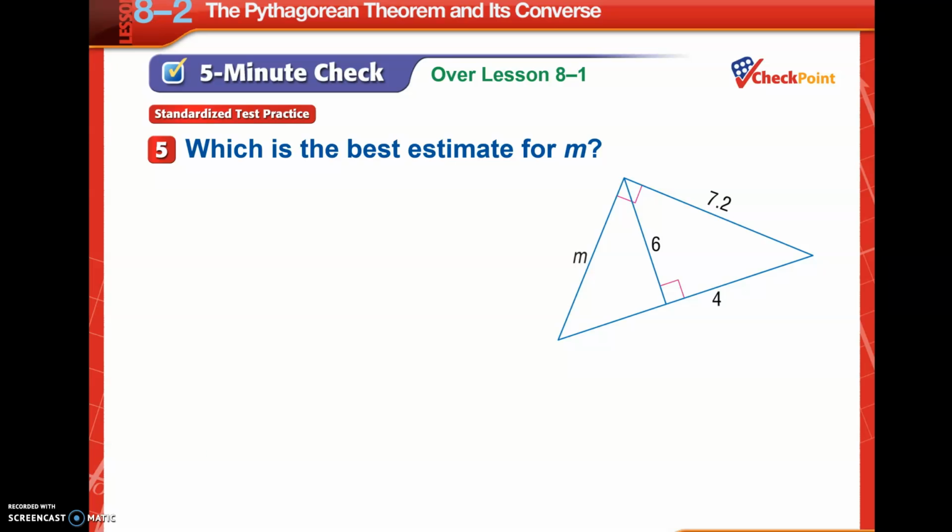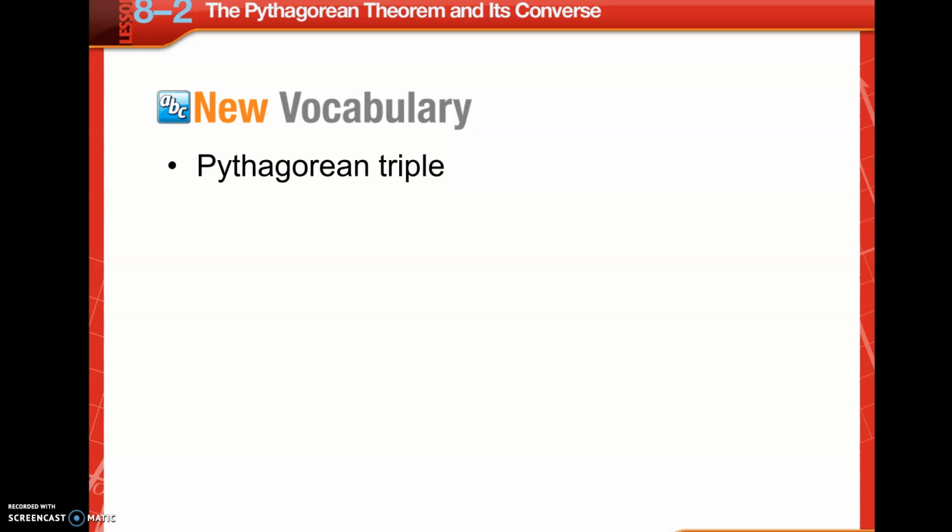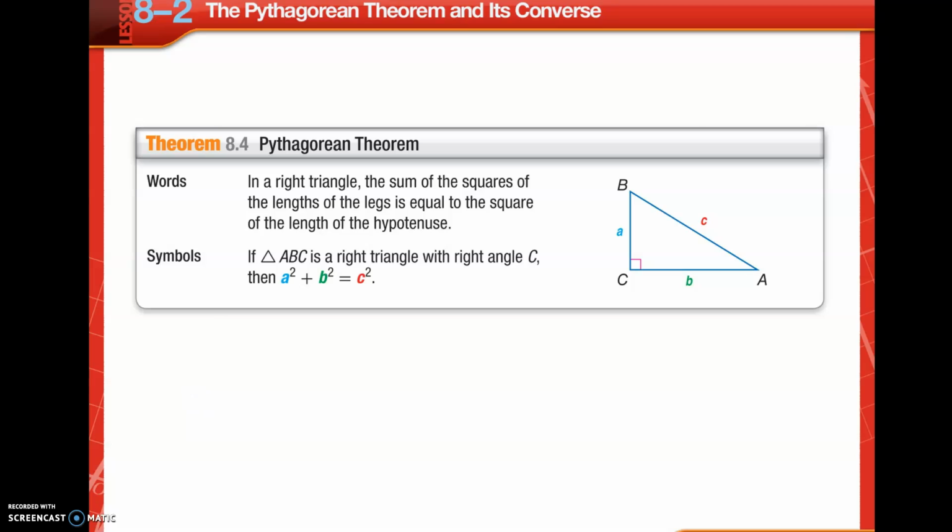Now we're going to look at finding missing side lengths using the Pythagorean Theorem. We looked at it when we looked at the distance formula on the coordinate plane, but this unit is just focusing on right triangles. So the Pythagorean Theorem says in a right triangle, the sum of the squares of the lengths of the legs, so the legs are the sides that make the right angle, a squared plus b squared, will equal the hypotenuse squared. The hypotenuse is always straight across from the 90 degrees.